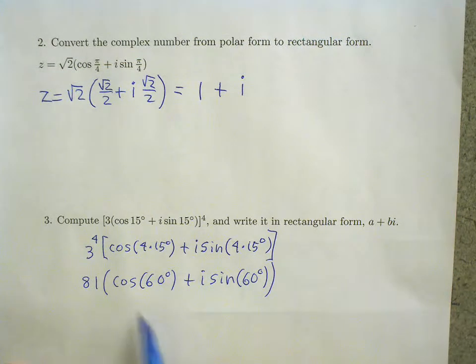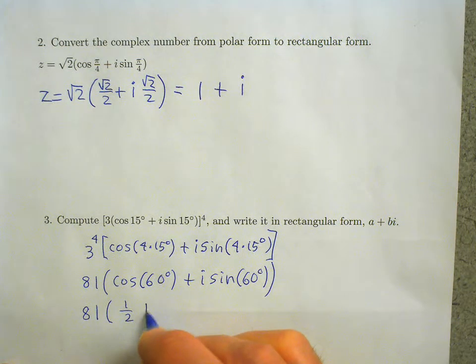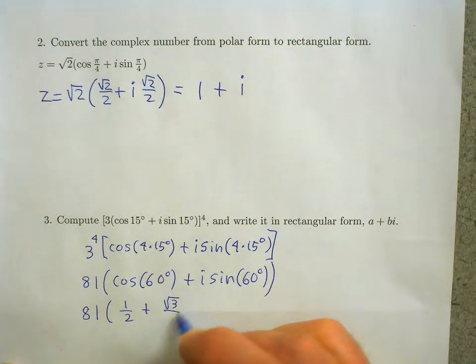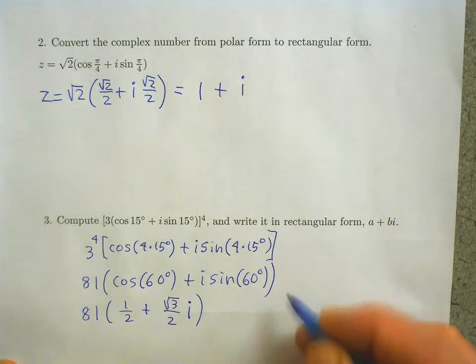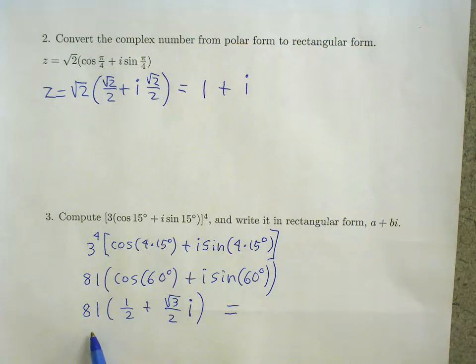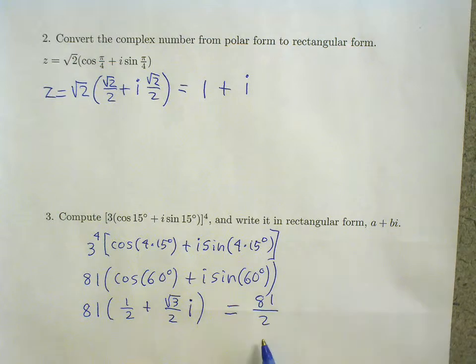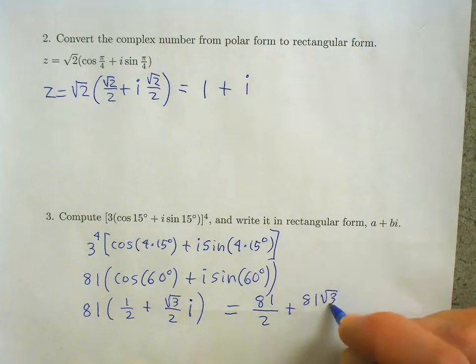And we can go further because we know those values. Cosine of 60 degrees is 1/2. The sine of 60 degrees is the square root of 3 over 2, and we multiply that by i. So we'll take it one step further, distribute multiplication by 81. So we get 81 halves for the real part, plus 81 times the square root of 3 over 2 times i.